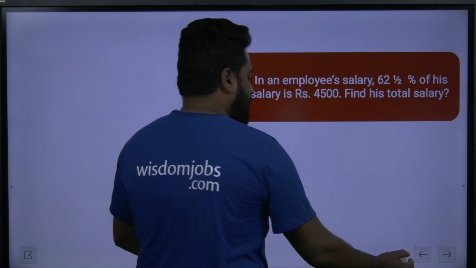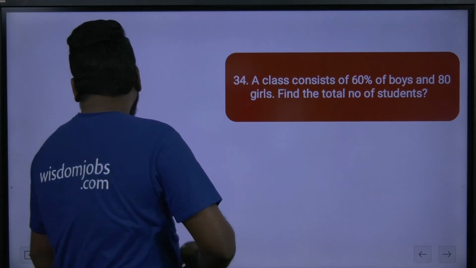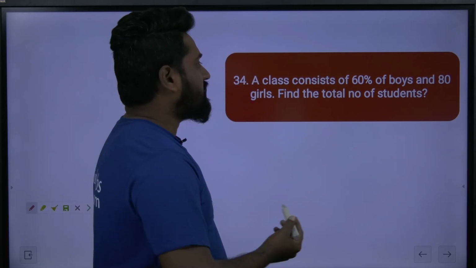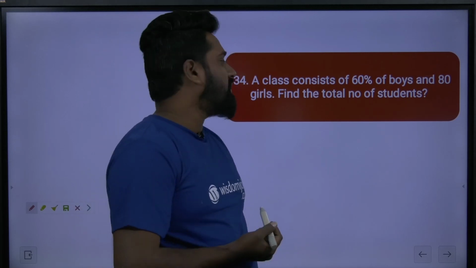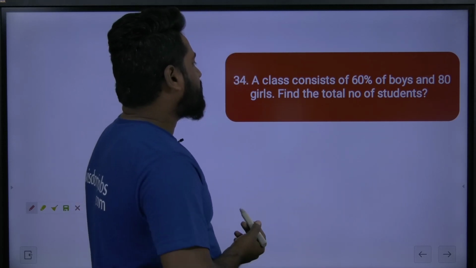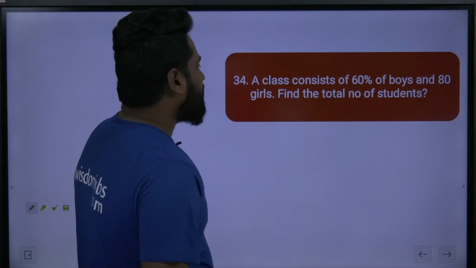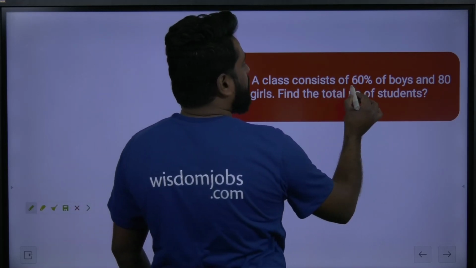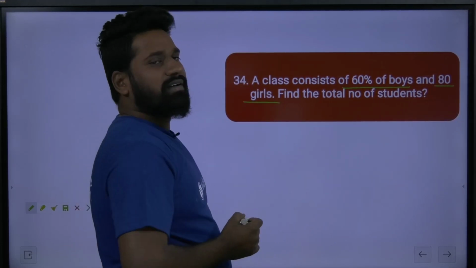Let's go for the next question. See, it is clearly given that a class consists of 60% boys and 80 girls. Is it clear? Now it is asking to find the total number of students. One thing is clear here: 60% boys is given. Is it clear? 60% boys, and the number of girls is directly given as 80.